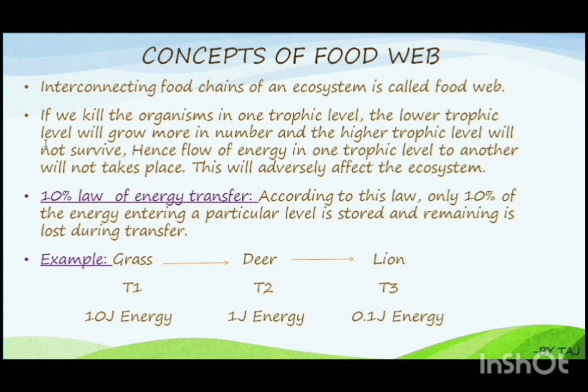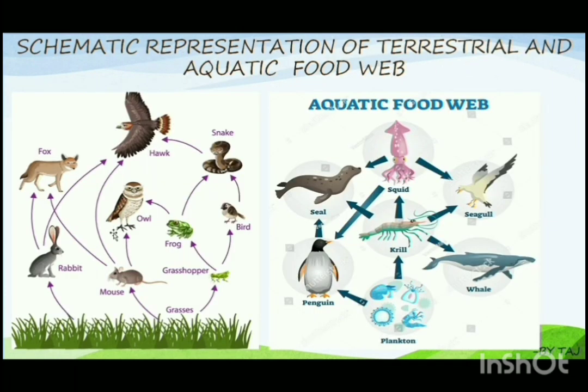So coming to another similar and very important concept, the next one is the concept of food web. Here, interconnecting food chains of an ecosystem is called a food web. Same as in the food chain, grass, deer, lion, I have given here. This is the example for a food chain. But in a food web, each organism is interconnected.